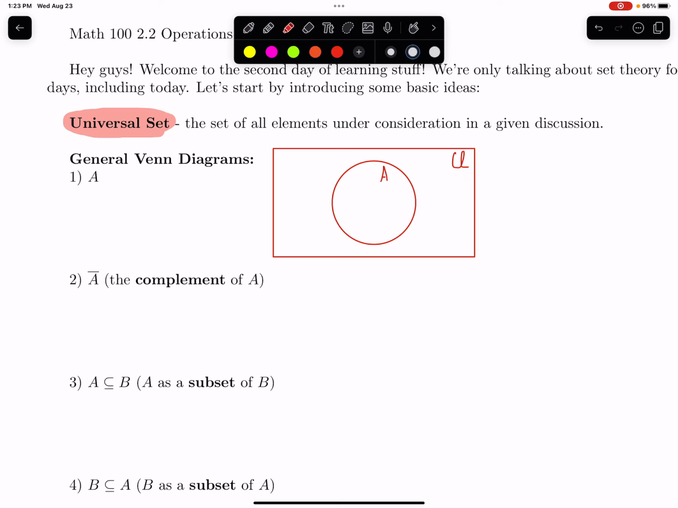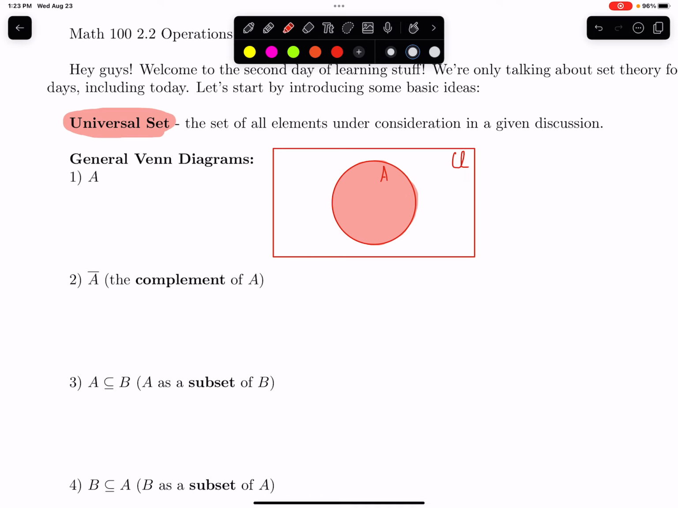We can also add some shading to indicate, just to be extra clear, that's the set I care about. That's what I'm talking about. I'm shading that, indicating set A. I went over the line slightly, but you get the idea. Okay, so that's the set in question, set A. Simple picture, yeah? Okay, second is the complement.